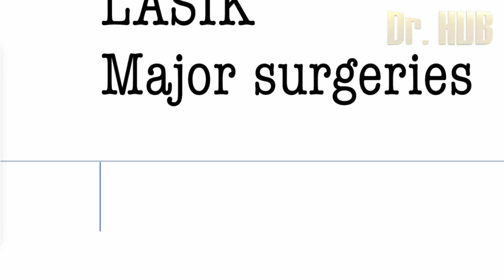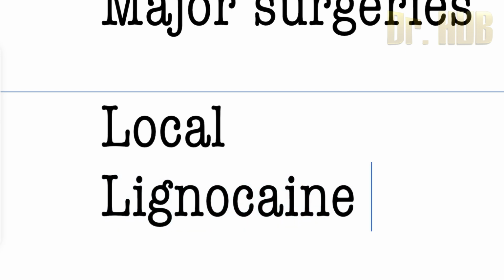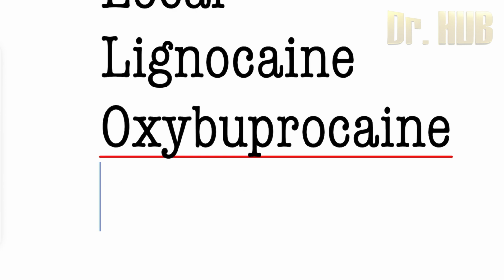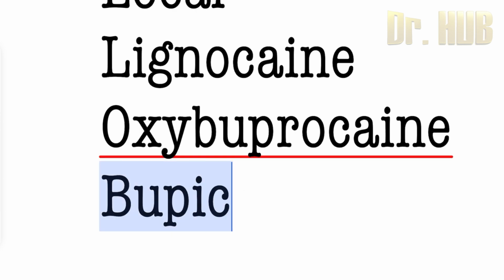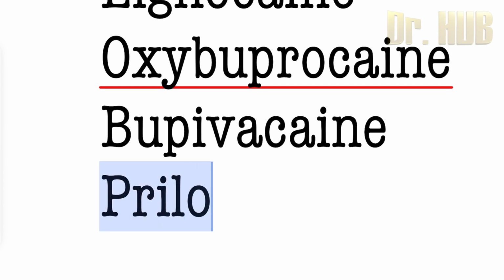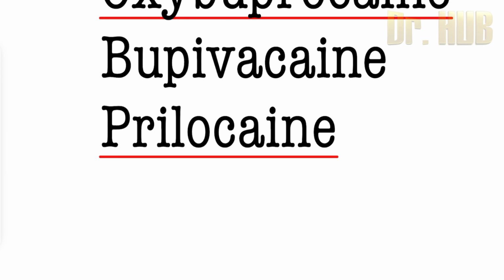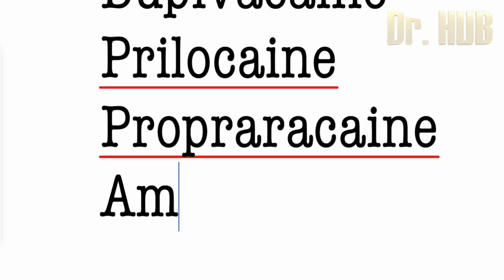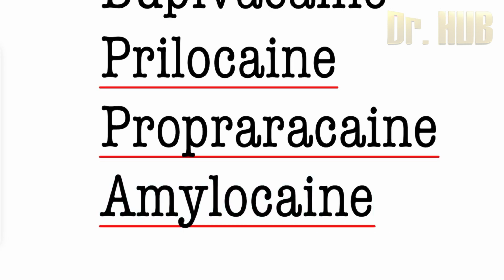So what are the examples of local anesthetics? Examples may include lignocaine, oxybuprocaine, bupivacaine, cocaine, amethocaine, procaine, prilocaine, benzocaine, chloroprocaine, proparacaine, tetracaine, as well as amylocaine. So these are a few examples.